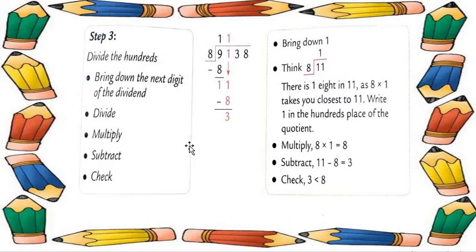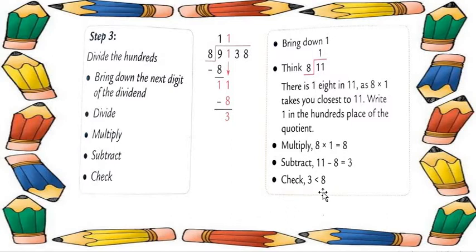So students, 1 is brought down, and then what to do all students? 11 minus 8, so 3 is left. I hope you all are writing with me all students. 11 minus 8 is equal to 3. Understood? Write the 1 in the hundreds place of the quotient. So multiply 8 ones are 8 and 11 minus 8 is equal to 3.